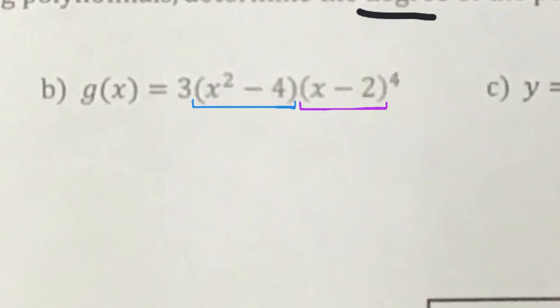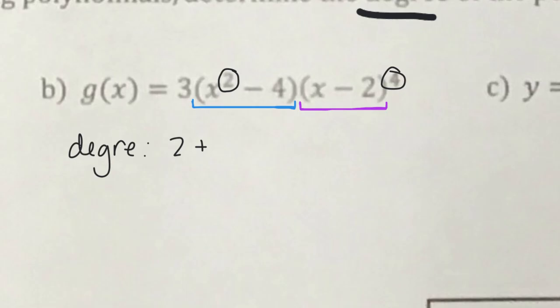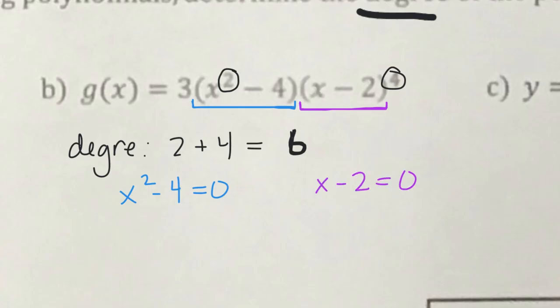3x. Okay, so we're going to do two equations to find the zeros, but what, of course, is the degree? We have an x squared, and we have a fourth power, so 2 plus 4 is 6, another 6th degree polynomial. Okay, so we're going to have two equations. The x squared minus 4 equals 0 is how we're going to find our first roots. And then x minus 2 equals 0 is how we're going to find our second one.